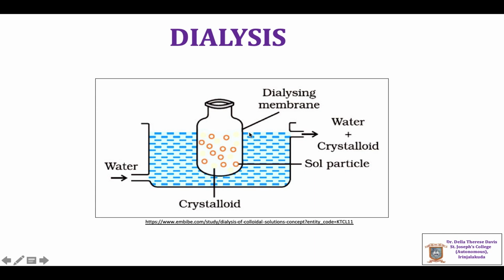The figure represents the dialysis process. So in the parchment bag, there is the prepared colloid and the true solution, and it is placed in a big vessel containing water. The water is replaced frequently. There is an inlet and an outlet, and during the dialysis process, the particles of the true solution will pass through the membrane and are washed out by water, while the colloidal particles remain in the parchment bag.